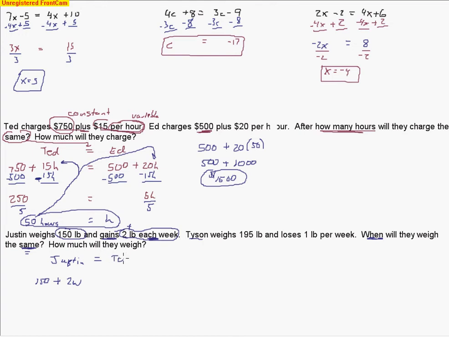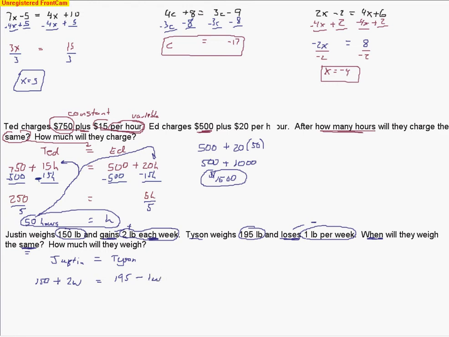So Tyson here, let's write down what his amount is. His starting point is 195 pounds. So that's where he's starting. And he loses. Loses means we're going to subtract. Subtract 1 pound per week. So it's going to be 1 pound each week.